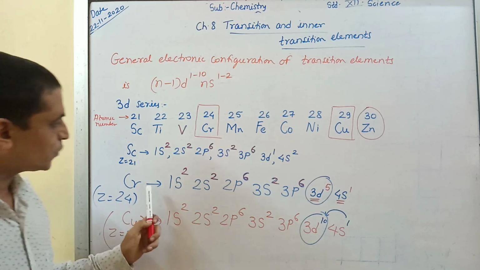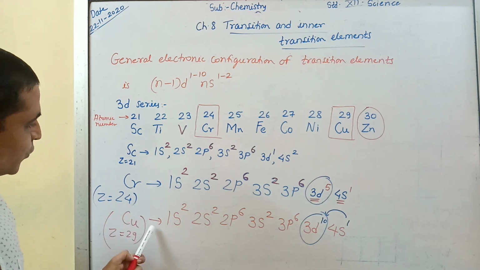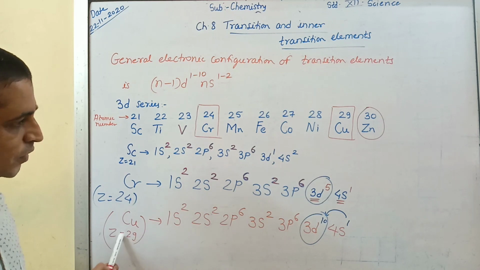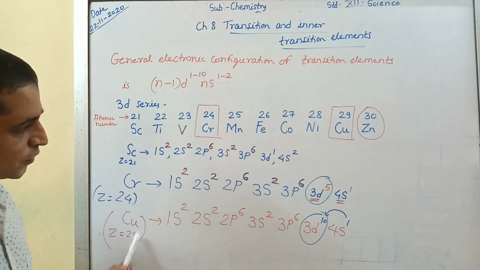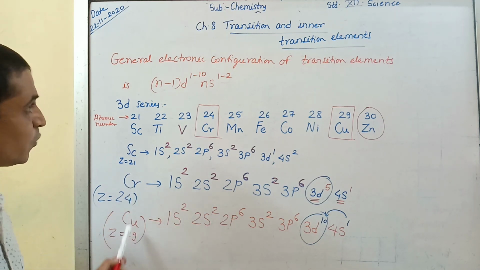So this is also called what? Anomalous electronic configuration for chromium and copper. Try to understand this. It is very important. Don't make mistakes in this, chromium and copper. Remember that.